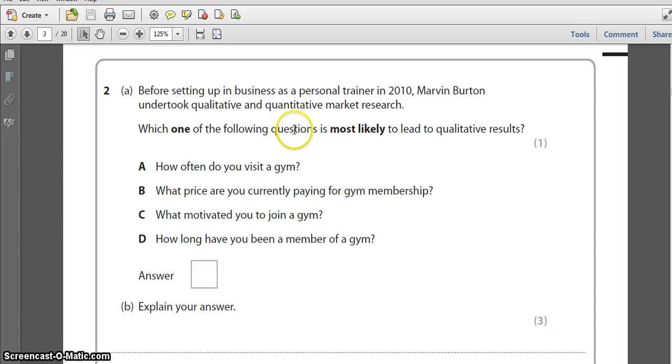Whereas quantitative market research is about numbers. For example, how often do you visit the gym is going to be answered by giving a number, 4, 5, 6 times a week. God, 6 times a week, you'd be pretty lucky on that one. So that's how you would answer question 2.